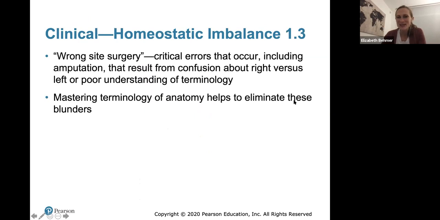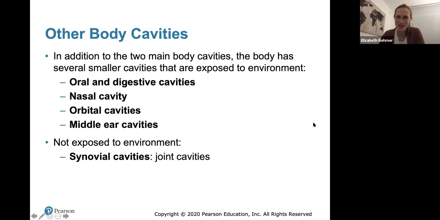Wrong site surgery. These are critical errors that occur, including amputation. So amputating the wrong limb that results from confusion about right versus left or poor understanding of terminology. So this is why we go over it again and I test you guys a lot on it, because this still happens today. Surgeons will amputate the wrong limb because they can't remember right versus left. Oh, this must be the right arm, but it's always right and left relative to the patient's anatomy. And mastering this terminology will help to eliminate these blunders. So that's why I spent some time reviewing this.